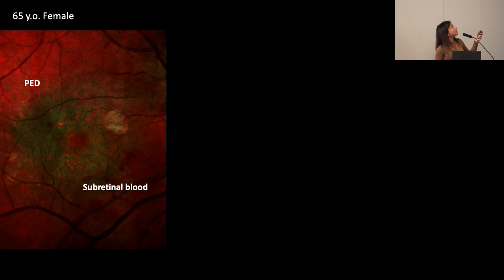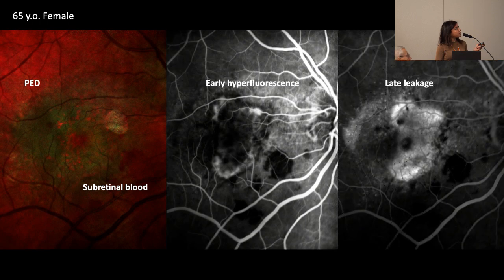So this is the story of a 65-year-old female. She came with visual loss in her right eye. And the fundus exam, even though the image is not really clear, showed a PED in the fovea and subretinal blood. So we performed a fluorescein angiography that showed early hyperfluorescence in the macula and late leakage.